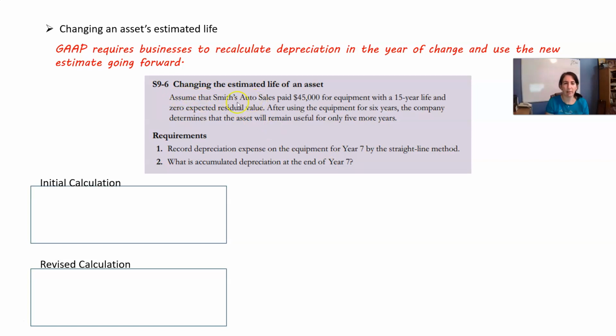Let's look at this with math. Assume that Smith's Auto Sales paid $45,000 for equipment with a 15-year life and 0 expected residual value. So we're taking it easy on us. They're giving us no residual value, and we're going to assume straight line. Yeah, they tell us straight line.